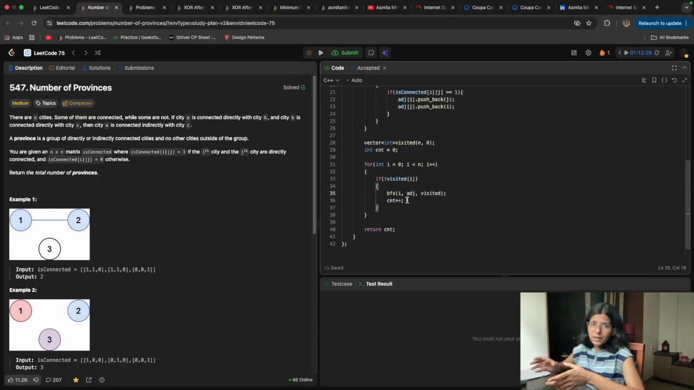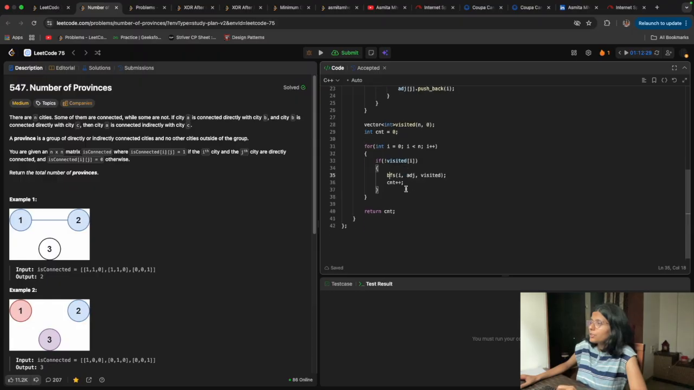And when we complete it, we'll say, yeah, I found one province, and likewise we'll find the other provinces and increase the count, and then we will return the count. So write the BFS function for this.